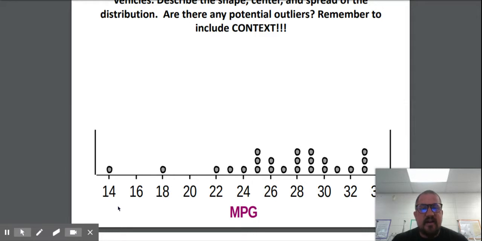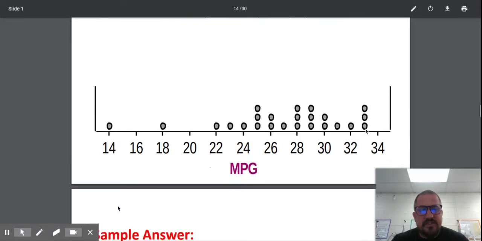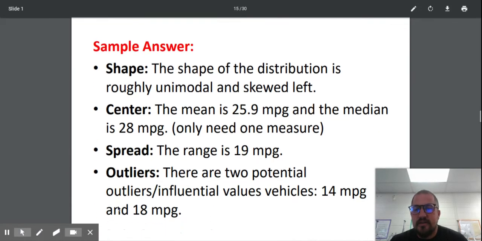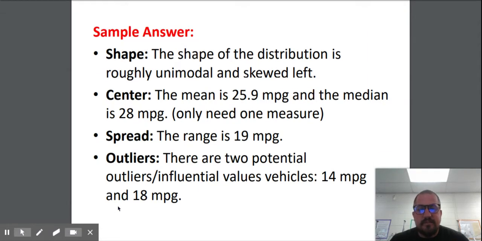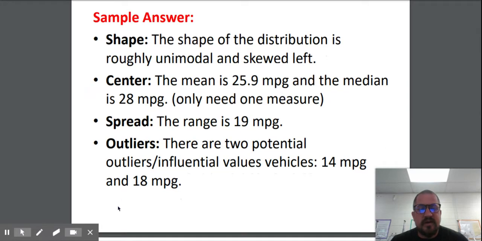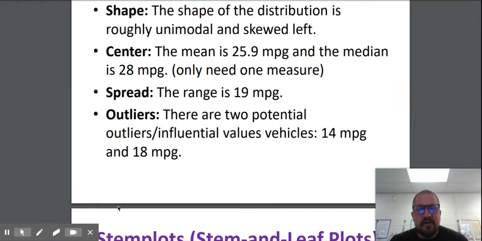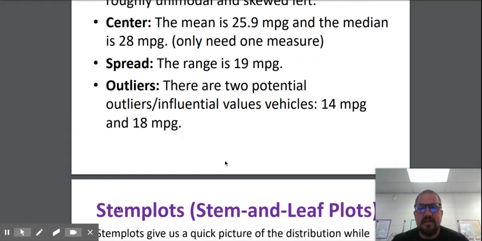The center, I can count how many dots there are and find the median. And then the spread, we would go to 33, which is our maximum, minus 14, which is our minimum. So look at the sample answer here, and you see that it is skewed left. You see the mean and the median. You only need one, so the median would be fine here. The range is mentioned, which would be 33 minus 14. And then the outliers: there are 2 potential outliers at 14 miles per gallon and 18 miles per gallon because they're both far away from the others.